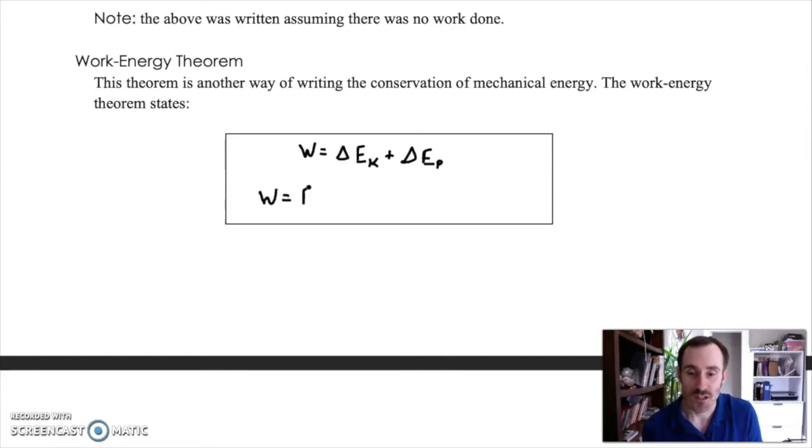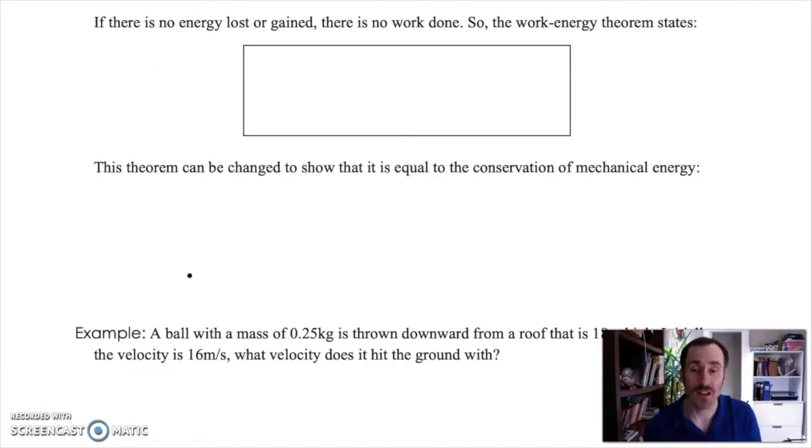And so you can expand this. Work equals EK2 minus EK1, that's the change in kinetic energy, plus EP2 minus EP1, that would be the change in potential energy. Now, if there is no energy lost or gained, then there is no work done, and so we get 0 is the work, and that's equal to the change in kinetic energy plus the change in potential energy. And we can use that to show where the conservation of energy formula comes from, or to show that it's consistent with the work energy theorem.